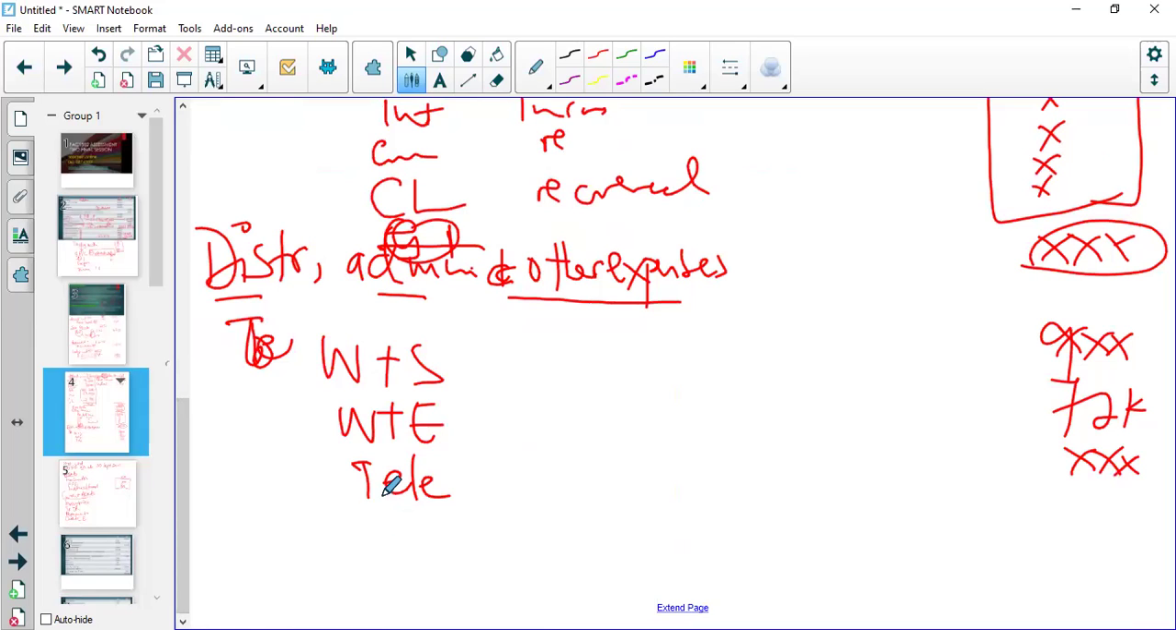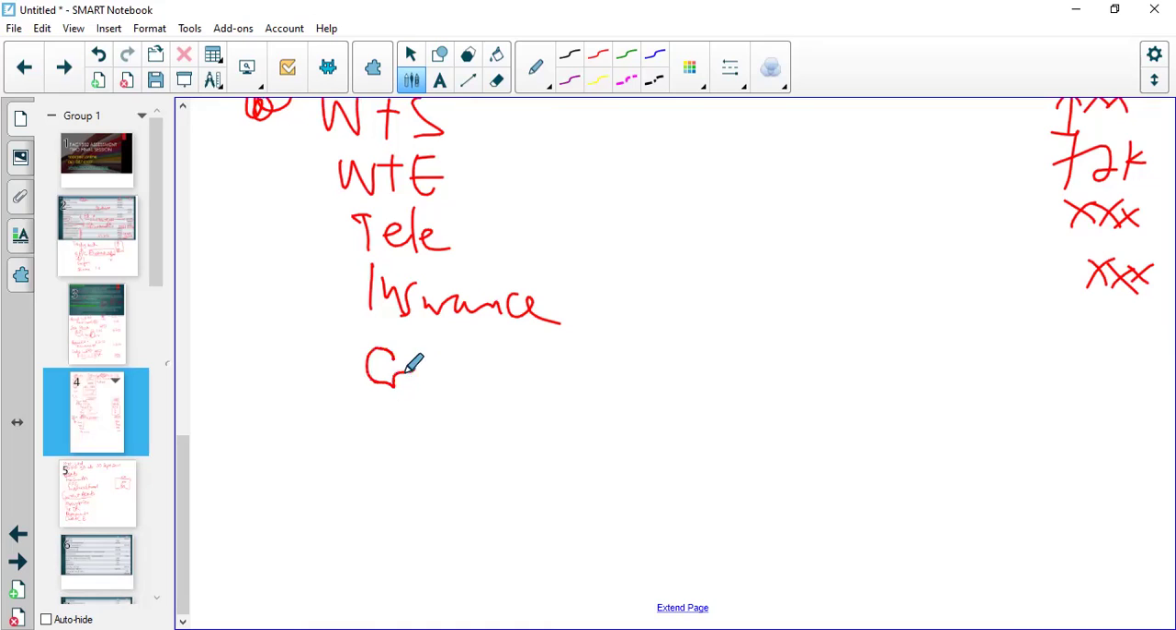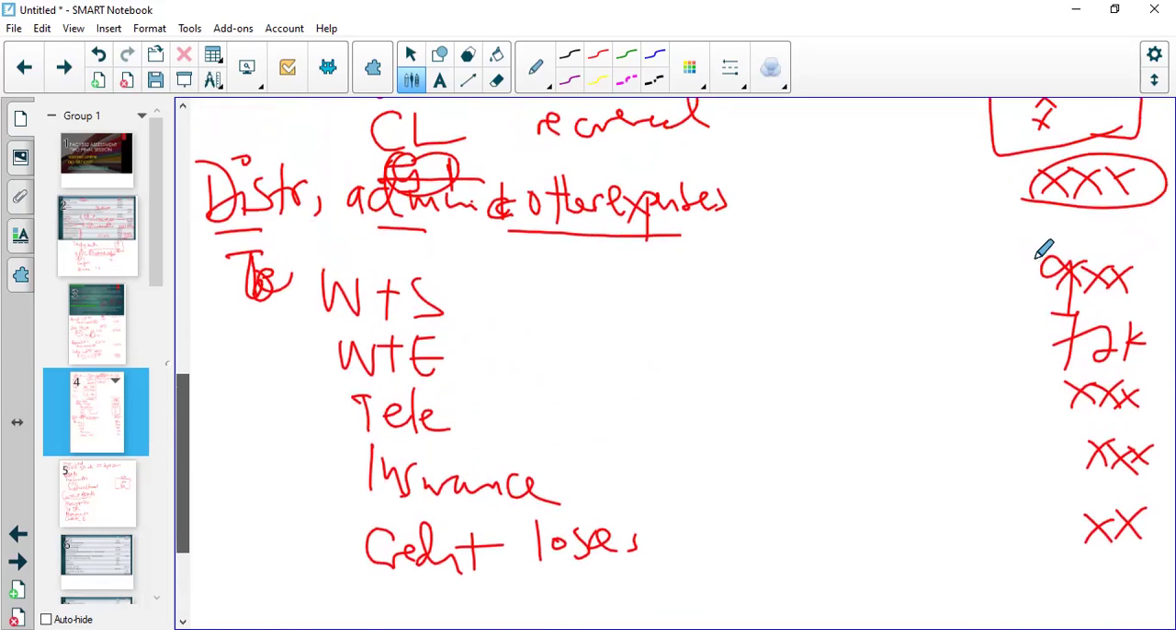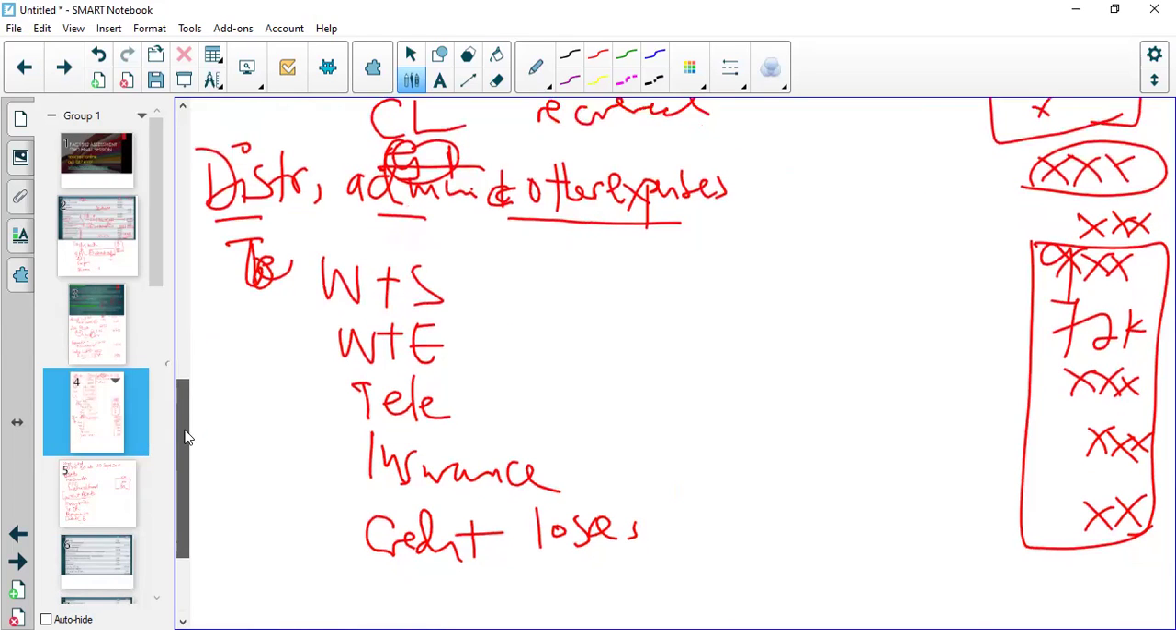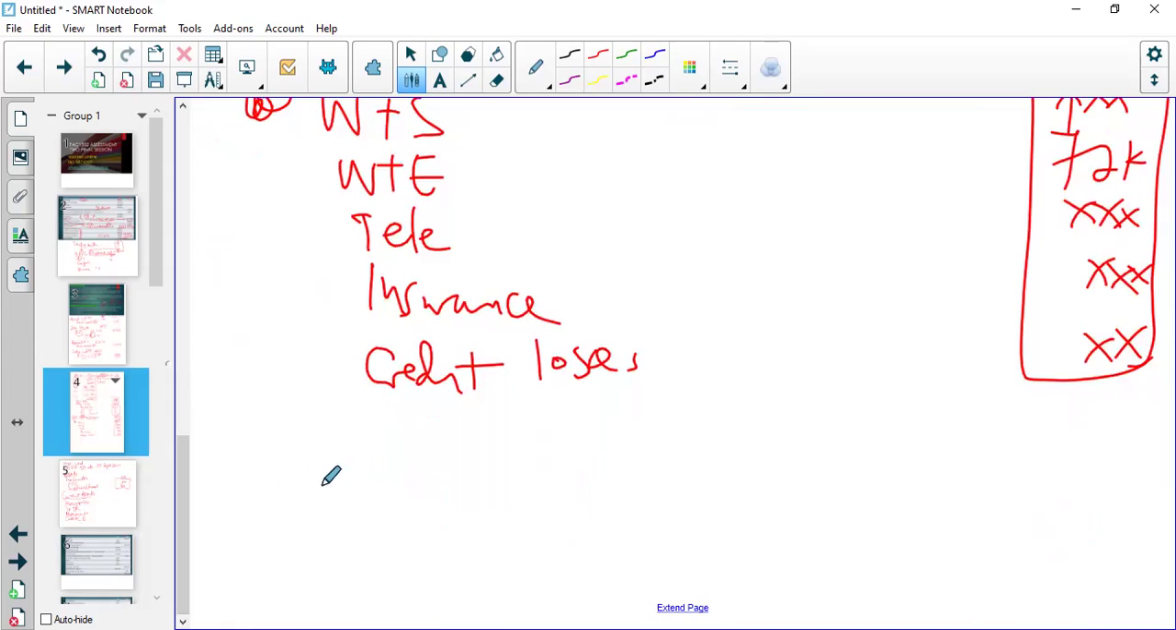Then we have insurance, so the adjusted amount above. Then we have credit losses, the adjusted amount above. All right. So if you add up that, you're going to get your distribution, admin, and other expenses. And if you remember, we've taught you these things, so this is a repetition.